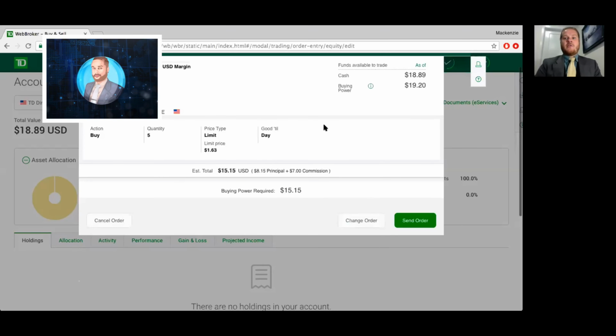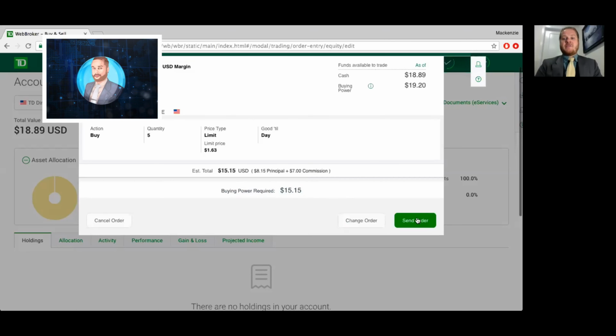We're going to look over everything again, make sure everything is correct. Action buy, quantity 5. There's the price we're willing to pay. Good till day. This is the total, so you can see the principal is $8.15. So that's the cost of the shares, and then $7 commission, that's what we're paying TD to do this service for us. So the total cost is $15.15 US.